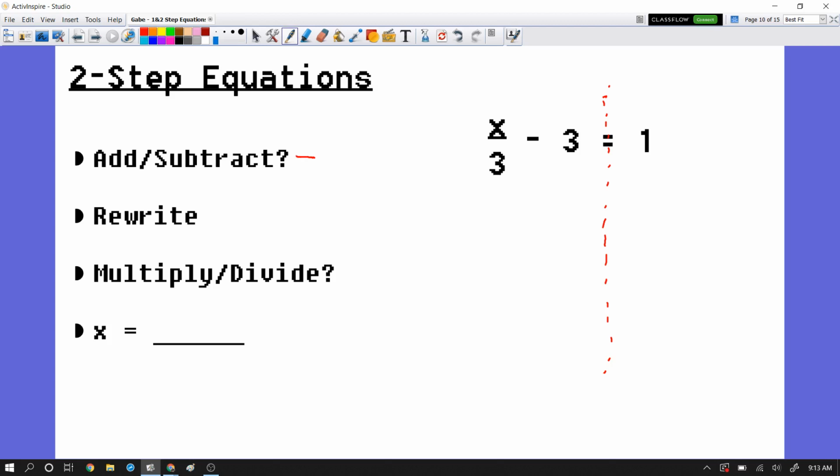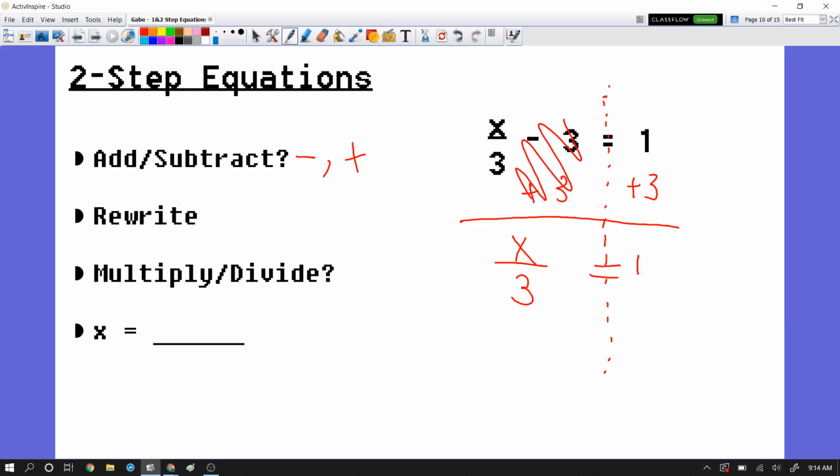Cool, let's switch it up. I see subtraction, so that means I'm going to be doing addition. Okay, and so I see plus 3. Oops, I'm going to do that to both sides. Clearing up this problem, cleaning it out. Now we're down to a one step. I just rewrote it.